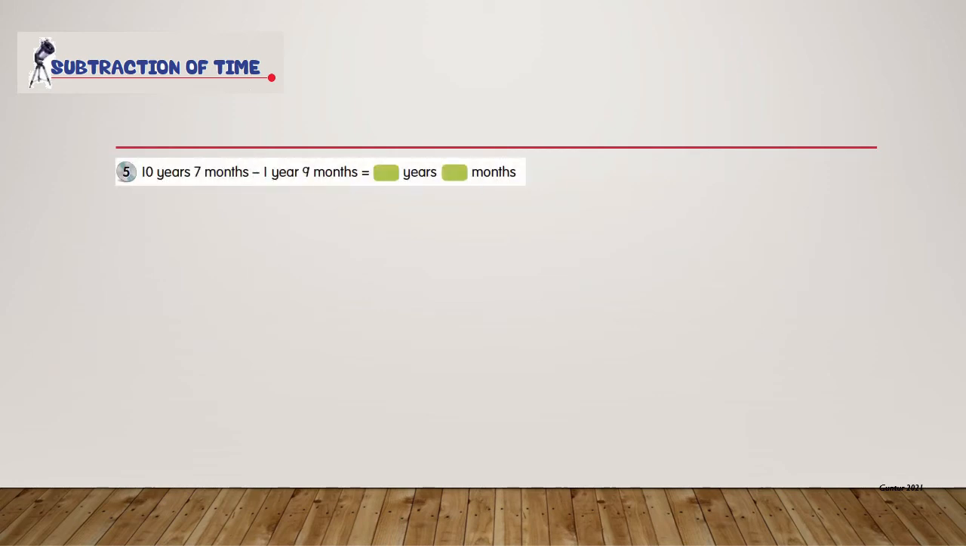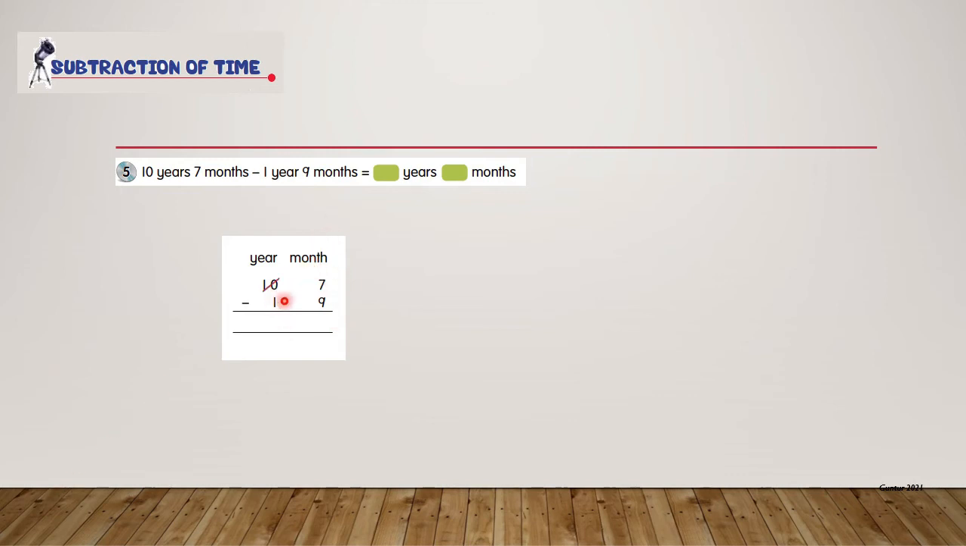Okay, on this part, you're learning how to subtract with years and months. The question here: 10 years 7 months subtract with 1 year 9 months. We are performing the standard writing method. Between year and month, we write according to the place, the separation between year and month. 10 years 7 months subtract by 1 year 9 months. Okay, 7 subtract by 9 cannot be done, so month must borrow from year.